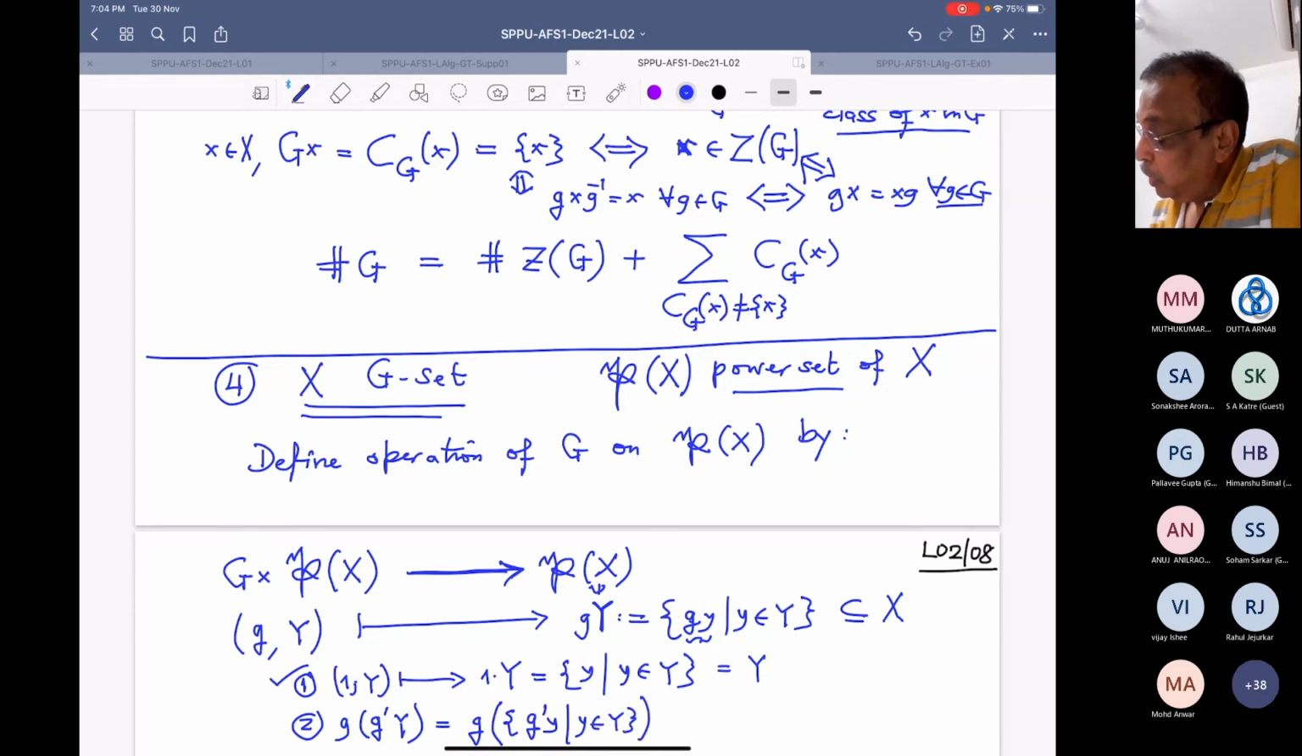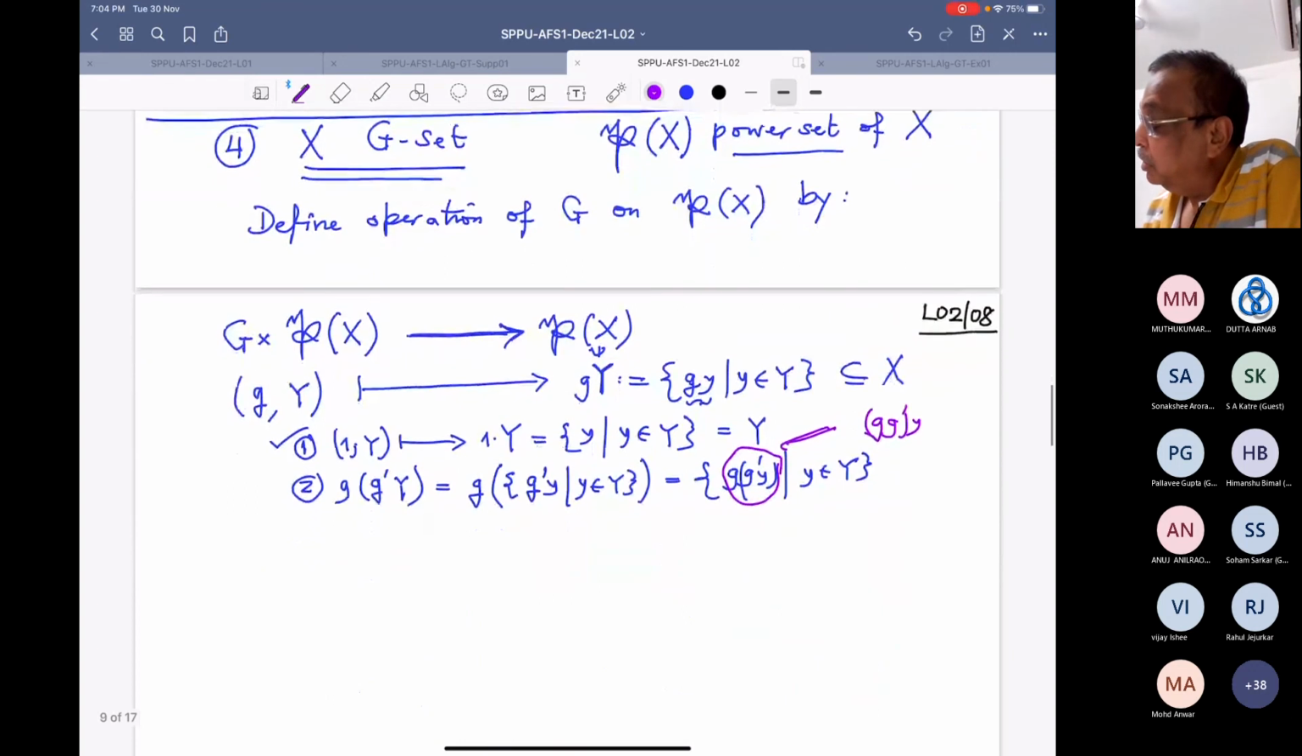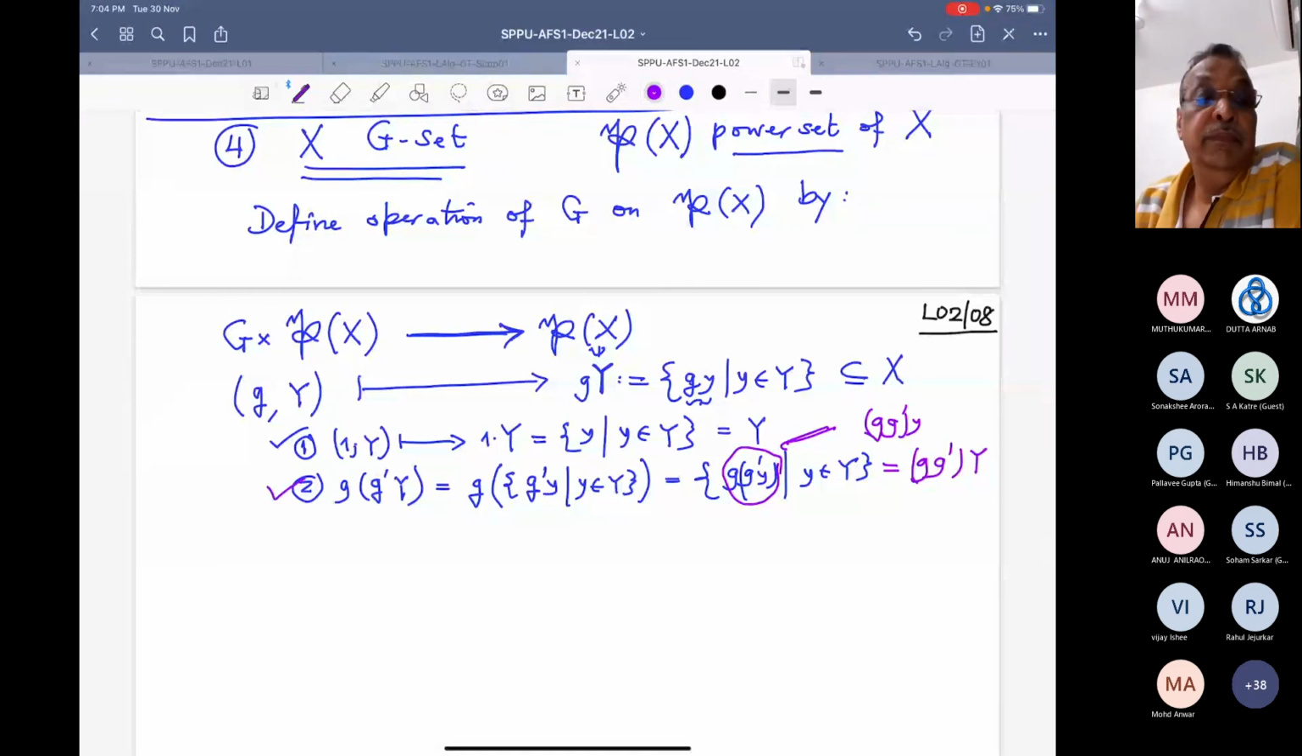And now I want to multiply G. So I should take it inside for every Y. So this is equal to G prime Y, where Y is varying. But because this X is a G set, property 2 satisfies there. Therefore, this is nothing but G prime. I can put the bracket anywhere, like G prime times Y. So the property 2 is also satisfied. Therefore, this is a new operation.